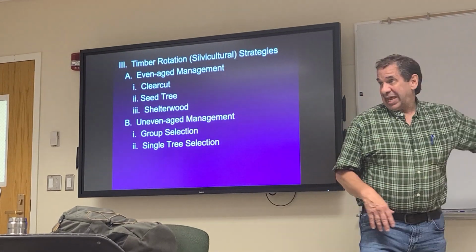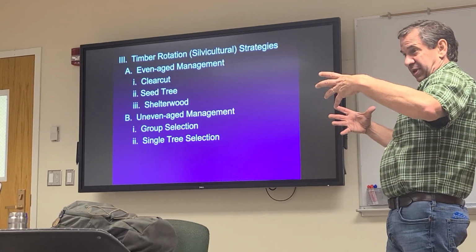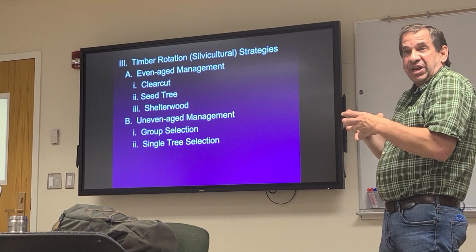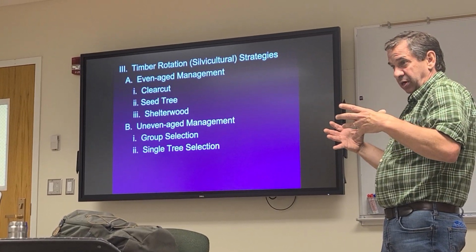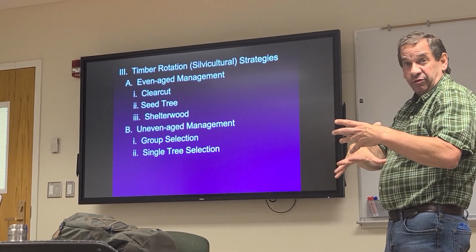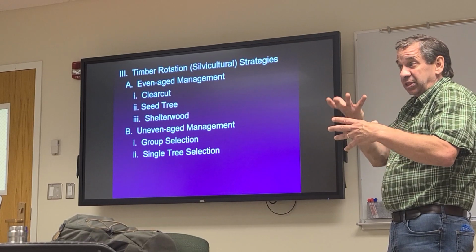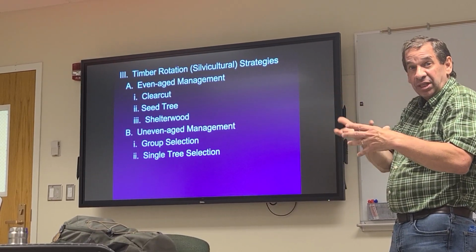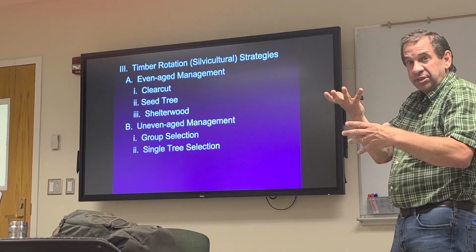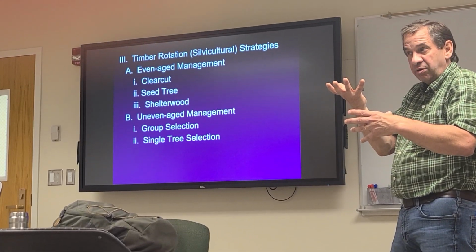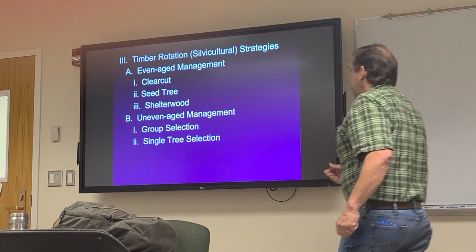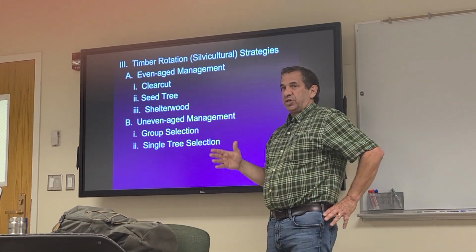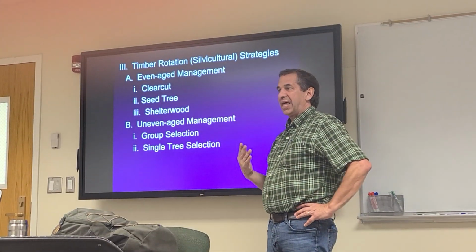But with a group selection cut, if it's big enough, if it's bigger than say a quarter of an acre, if you get up to half an acre or an acre, you're going to get more sunlight on the forest floor, and you can easily get those shade intolerant species, those species that need direct sunlight to grow. Does that make sense? Are you with me? You understand that? You're going to remember it? Okay, good. So I really like group selection as a tool for private landowners.